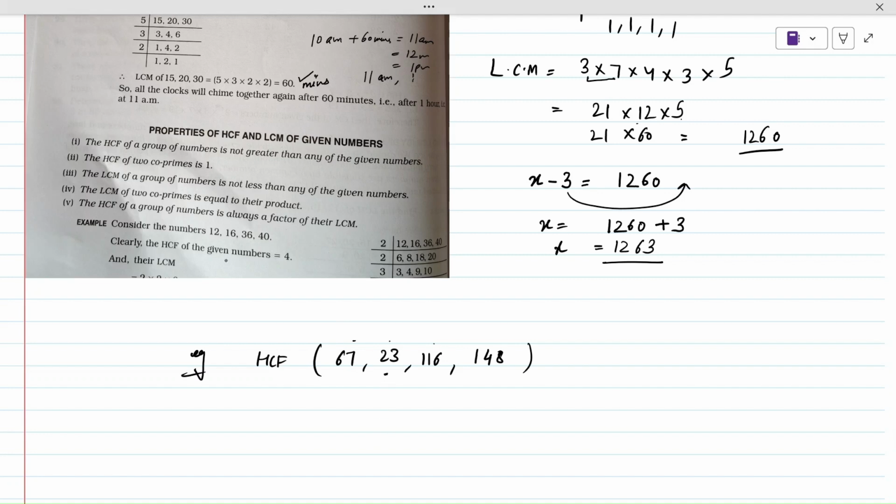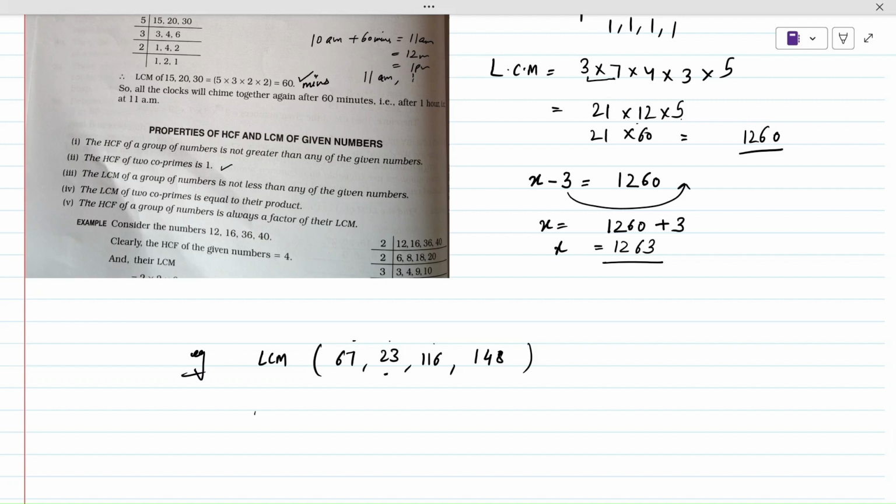Next, the HCF of two primes is 1. This we have seen. Then, the LCM of a group of numbers is not less than any of the given numbers. What it is saying is, for the case of LCM, for a group of numbers, the LCM is not less than any of the given numbers. It will be greater only.